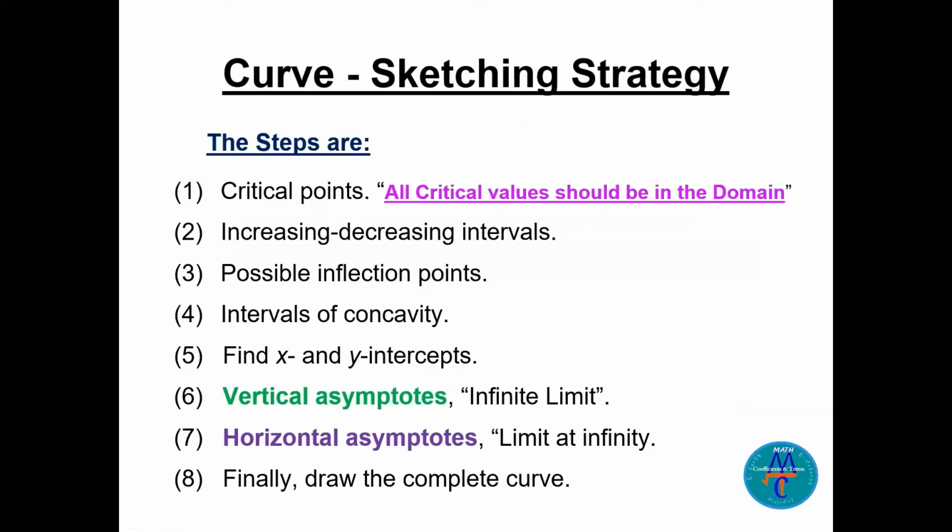Curve sketching, the steps we have seen many times before, even in the objectives. So you can read these: critical points, which should be in the domain, increasing and decreasing. Inflection points come from f double prime, where they change concavity, the intervals of concavity, etc. Vertical asymptotes, horizontal asymptotes, if there are any. Remember, vertical asymptotes, infinite limits. Horizontal asymptotes, limit at infinity.